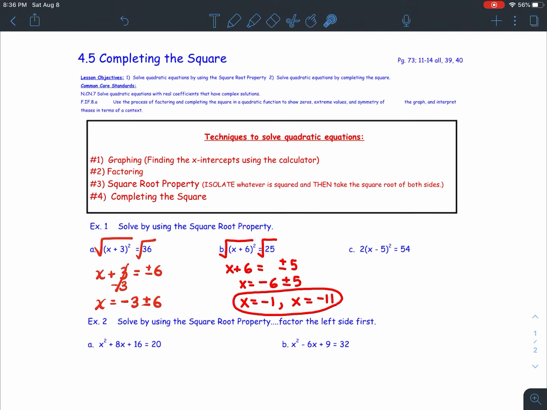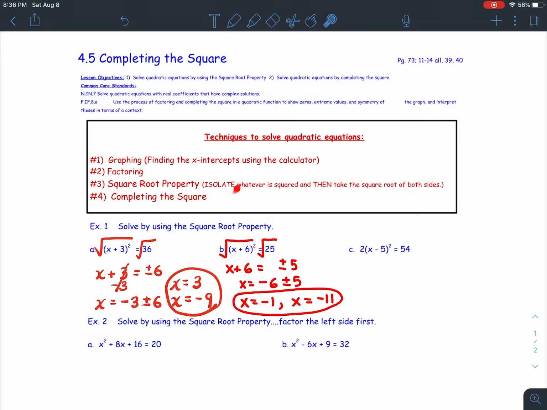Then you're going to go through this problem twice. This is what's going to give you your 2 answers. You're going to take a negative 3 and add 6, and that'll give you an answer of 3. And then you're going to take a negative 3 and subtract 6 from it, and that gives you your second answer of negative 9. So if we were to graph this, the parabola would cross the x-axis at positive 3 and again at negative 9. That takes us all the way back to the graphing method for solving quadratic equations.